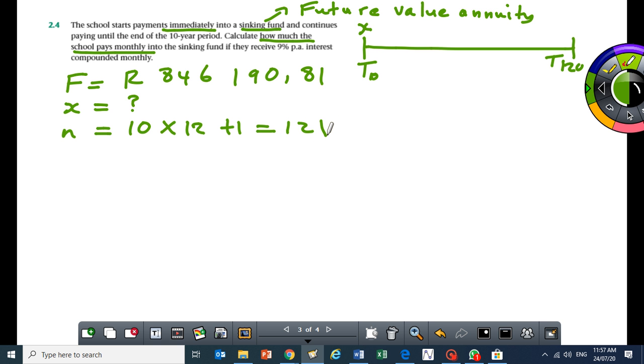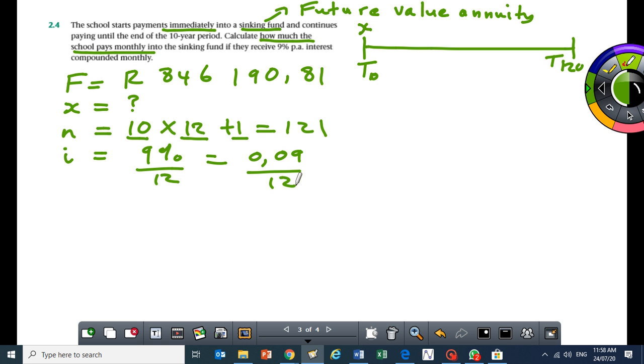Be very careful with the N, because the school will start making a payment immediately. It means T naught is included. So it will be 10 years times the number of months because the interest is compounded monthly, plus this one because T naught is included. Our interest rate is 9% per annum compounded monthly, so 9% over 12, that's 0.09 over 12. Now, when you get here, it becomes easy.